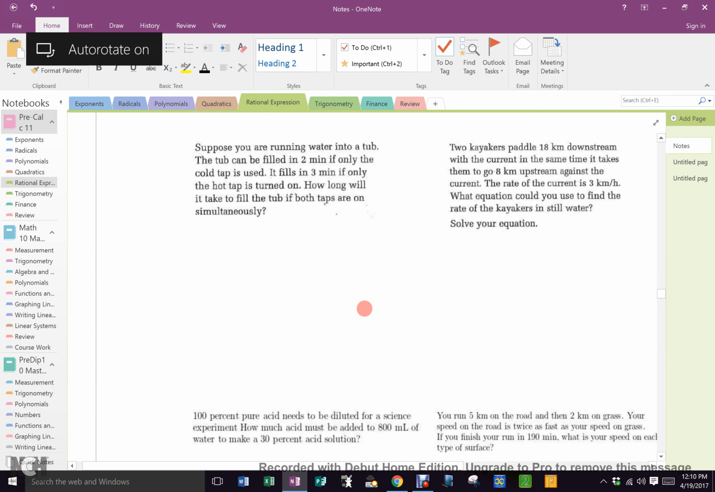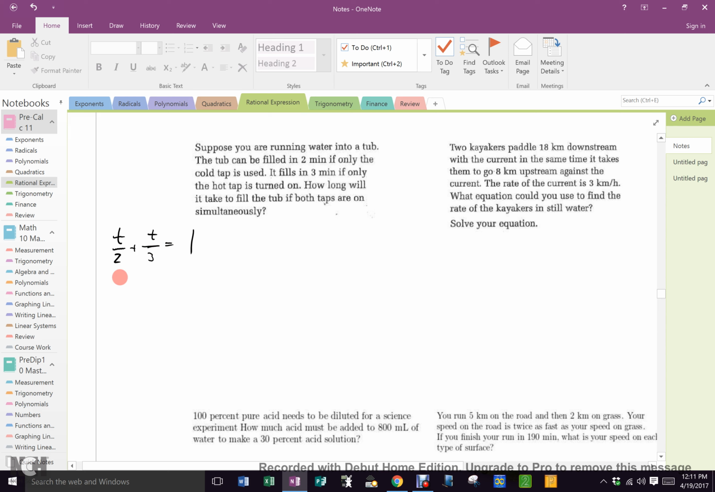So the first tap is t over 2, because in one unit of time it takes 2 minutes, plus t over 3 has to fill the tub once. So that's 3t plus 2t has to equal 6, because the common denominator is 6. 5t has to equal 6, t has to equal 6 over 5, which is 1 1/5, which is 1.2 minutes.